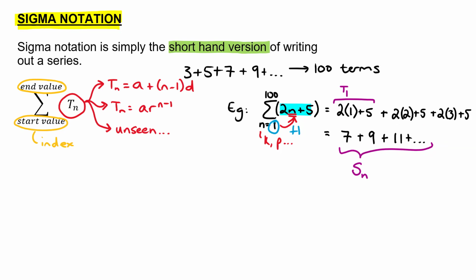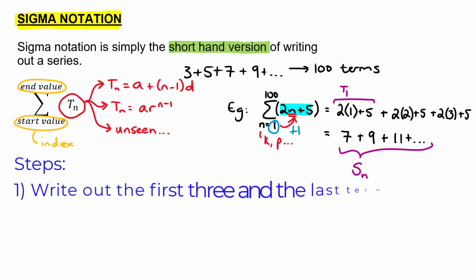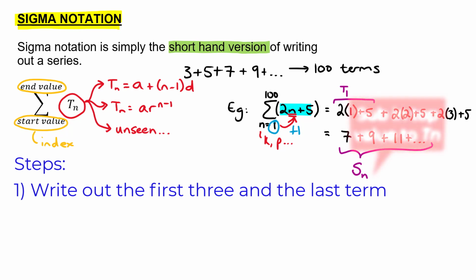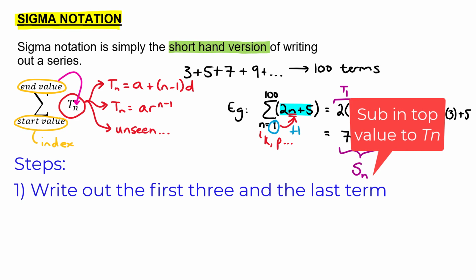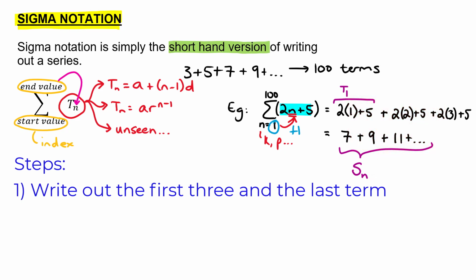So the steps that you'll generally follow when using sigma notation is firstly to write out the first 3 terms of your series as well as the last term. To figure out the last term, all you do is take your end value on top and sub it into whatever letter that you're working with. When we do an example, you'll see exactly what I mean by this. But it's the first 3 terms as well as the last term.